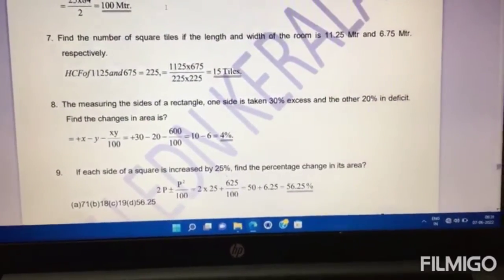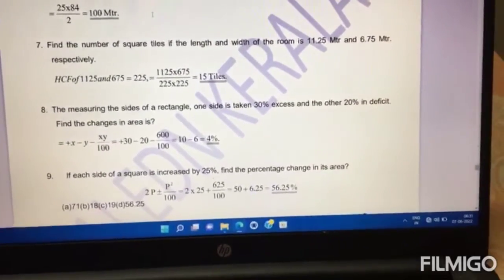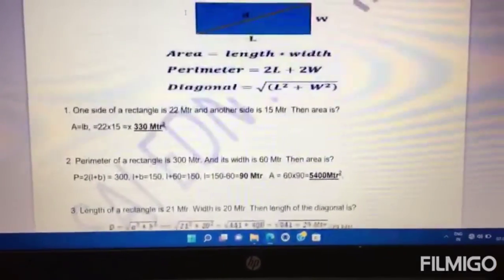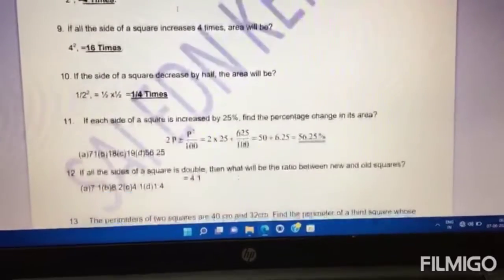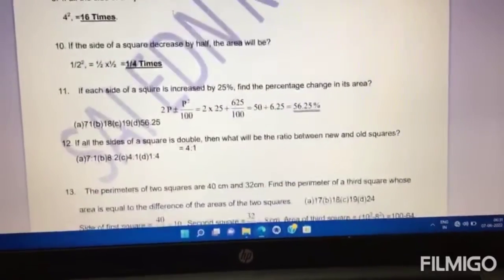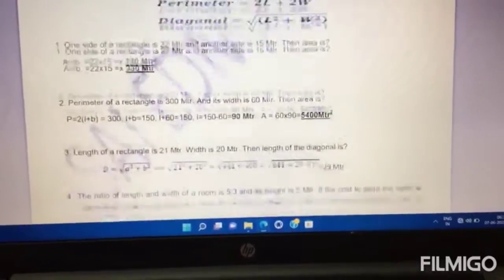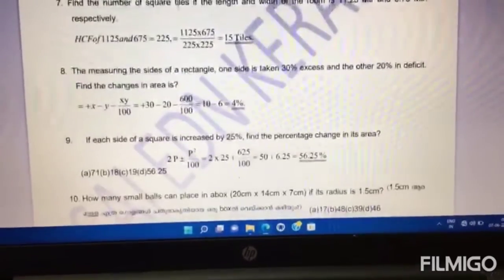So number 8 and 9 are very similar to number, which was that in the square section? I think it was number 11, 12. Yeah. So it's very similar to number 11 from the square section. So 8 and 9 I'm not doing. Please do it yourself.